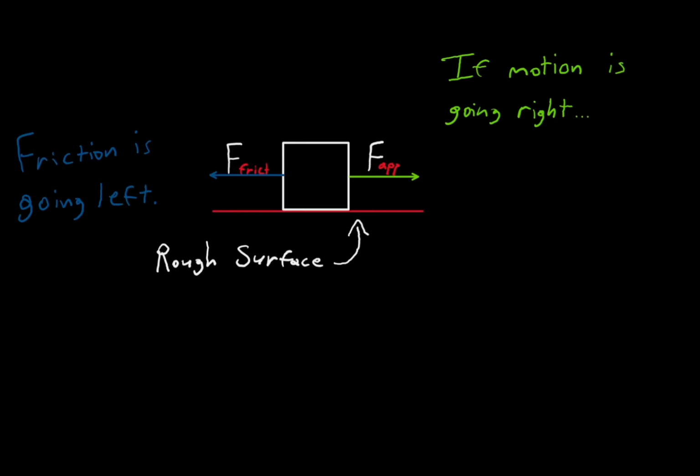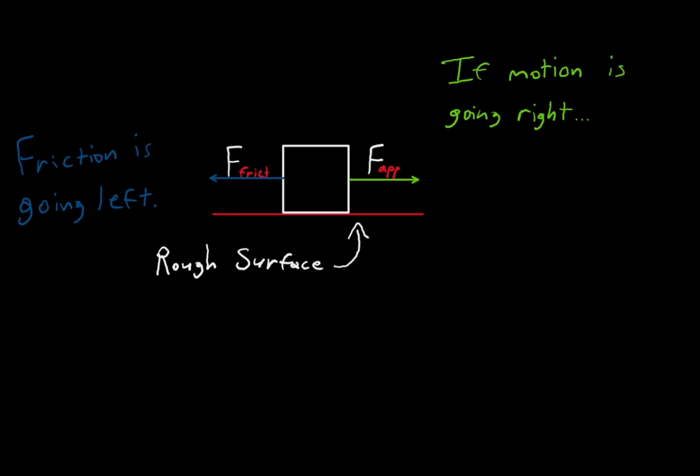In this lesson, we'll be going over static and kinetic friction. First, let's talk about friction in general. If a box was placed on top of a rough surface, and you tried to push this box, and motion was going right, that would mean that friction is going left.